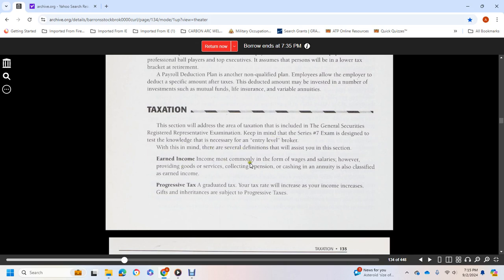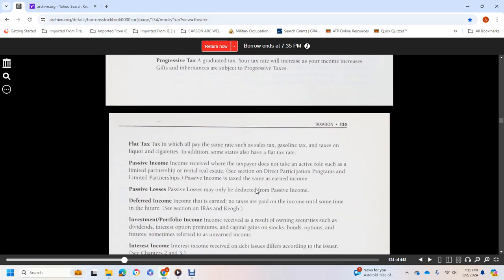Earned income. Income most commonly in the form of wages or salaries, however, providing goods or collecting a pension, cashing, and annuity is also classified as earned income. Progressive taxes: a graduated tax rate increases as income increases. Flat taxes are taxes in which all pay the same rate, such as sales tax, gasoline tax, and tax on liquor and cigarettes. In addition, some states have a flat tax rate.